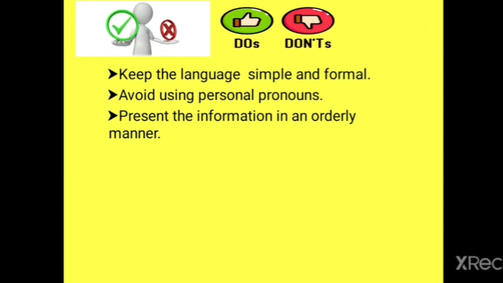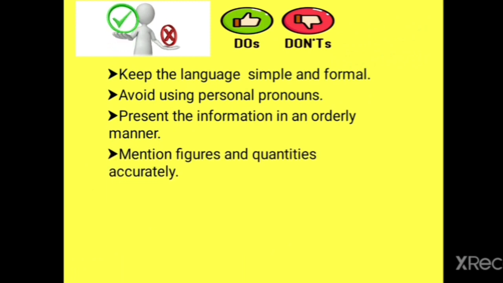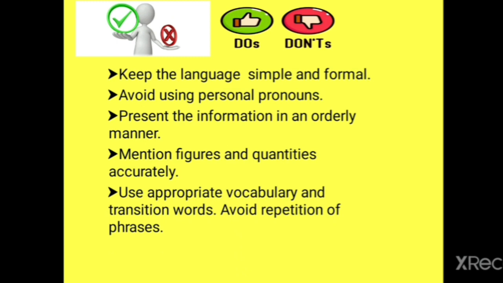If you have the categories, plan. Either you take it in a hierarchical manner, or you take first the comparisons and then the differences. So follow an order. Mention figures and quantities accurately. Now this is very important because you cannot round off the figures. And if you're not very sure of what the value is, use the word approximately, about, and so on. Use appropriate vocabulary and transition words. I've given you a lot of words which can be used. Please go through it again and again and use these.